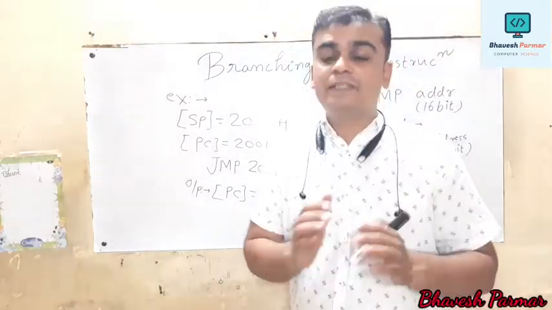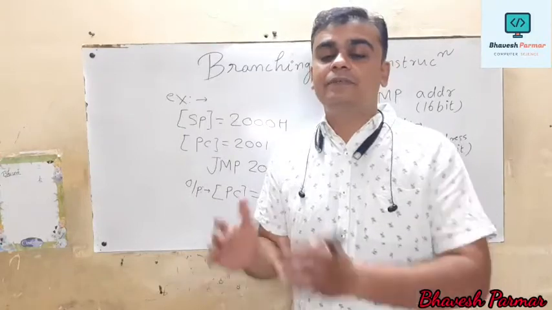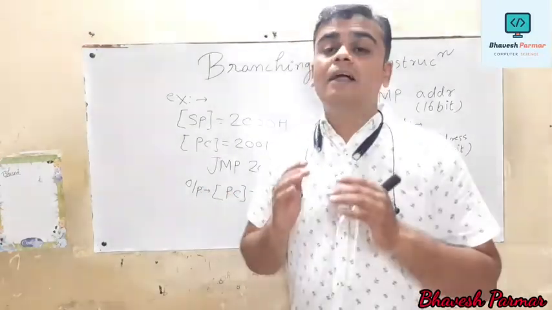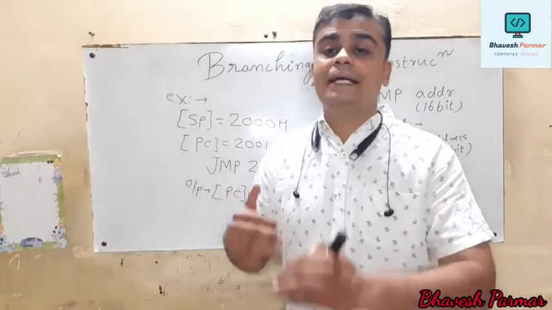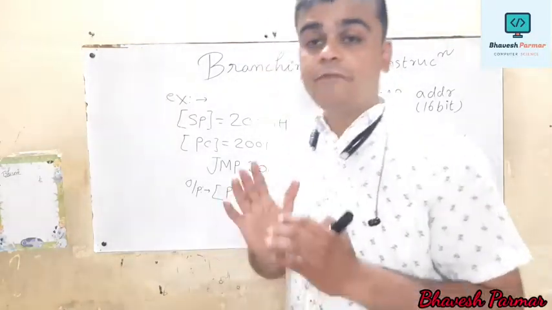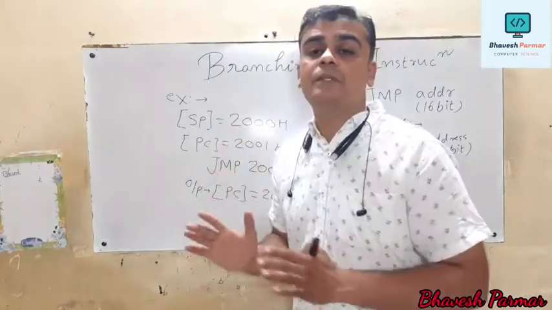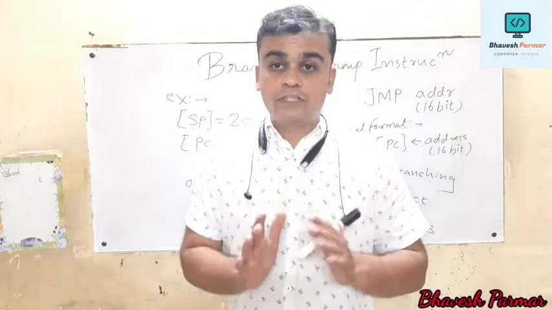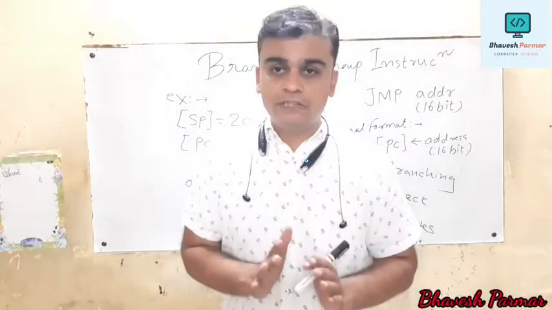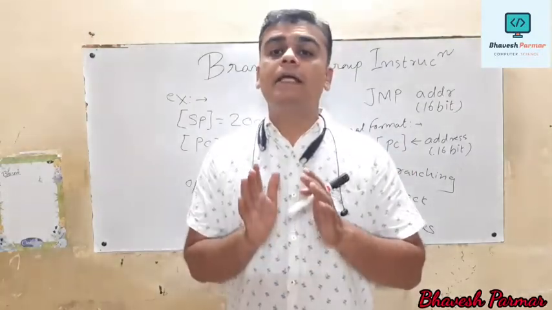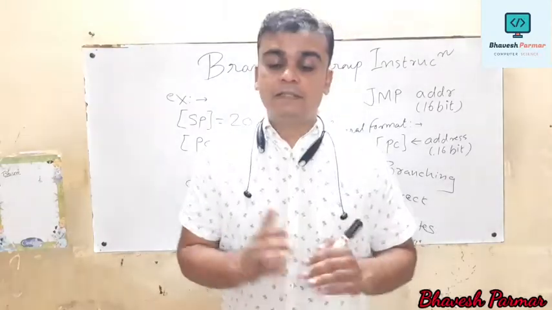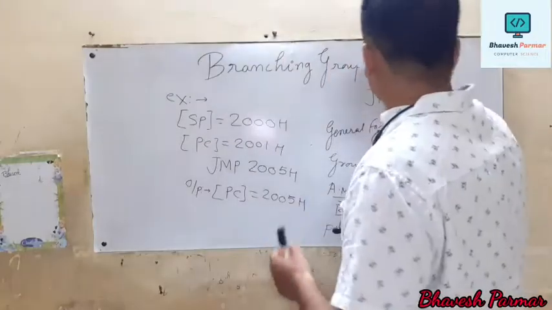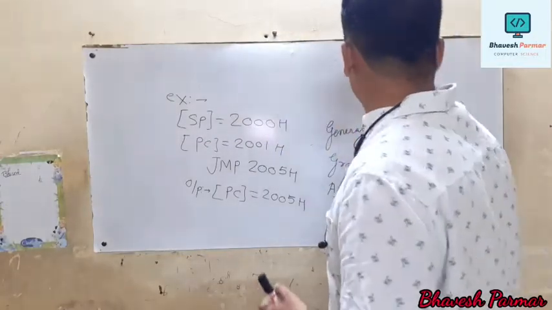So at 2005H there will be an instruction, and that instruction is executed by the microprocessor. In this way the unconditional jump instruction works. Now we have to see another type of jump instruction, called the conditional jump instruction. First of all, we have discussed the unconditional jump instruction, represented by JMP address. Now we are going to focus on our next type of instruction, the conditional jump instruction.